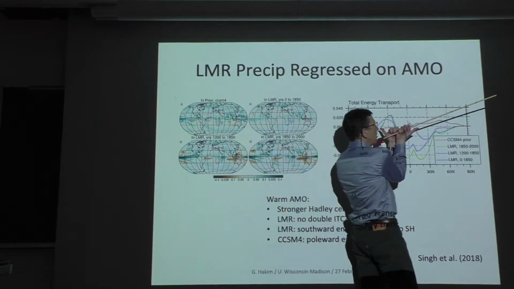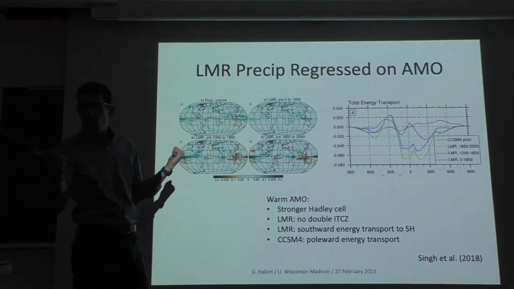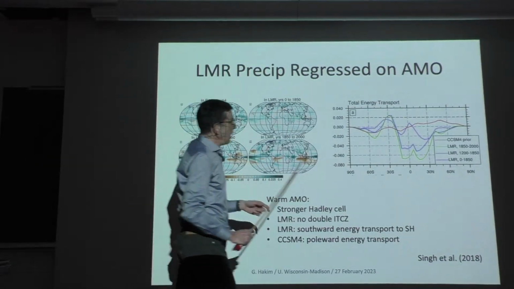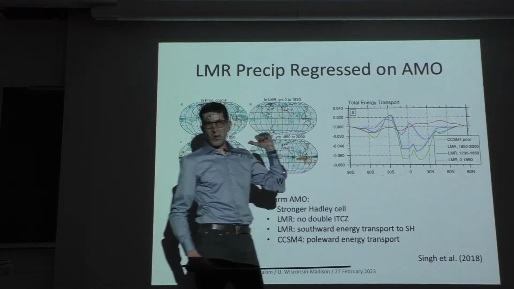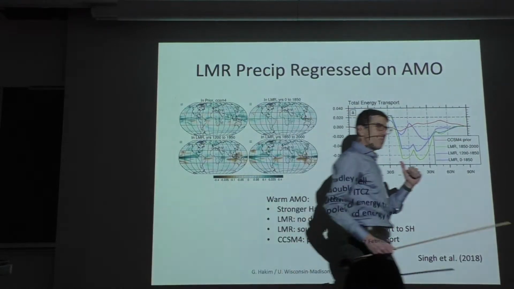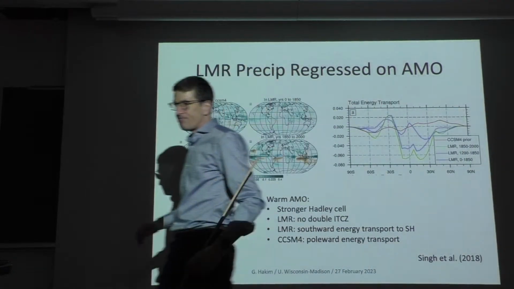The climate model says when we have a warmer North Atlantic, we're fluxing energy poleward in both hemispheres. And the LMR says we're sending it south across the equator. And that's typically what happens. If the northern hemisphere is warm, we shift the ITCZ to the north, and that's sending energy into the southern hemisphere. The LMR has that.